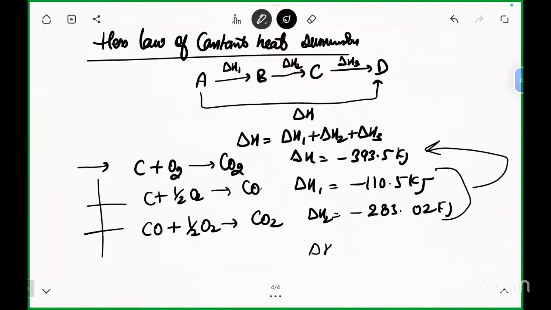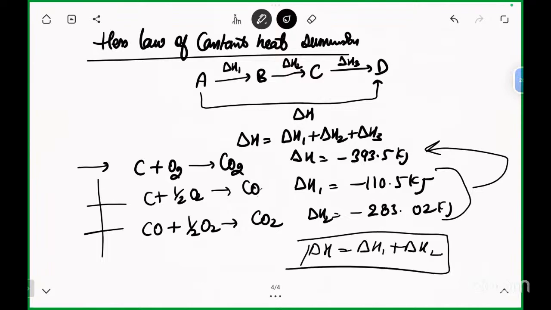So approximately, if I add these two values, it is equal to that one. So here delta H is equal to delta H1 plus delta H2. It means whether the reaction occurs in a single step or multiple steps, the heat change will remain the same. This is Hess's law. From the exam point of view it is quite important. Just don't forget to do the questions according to this particular method.